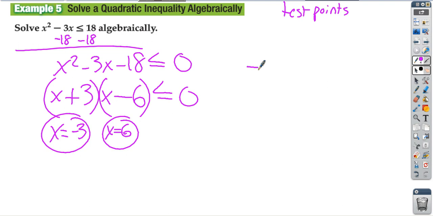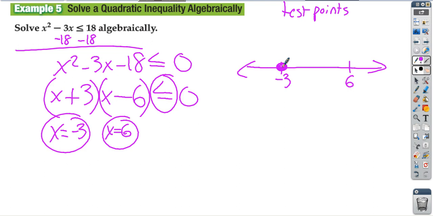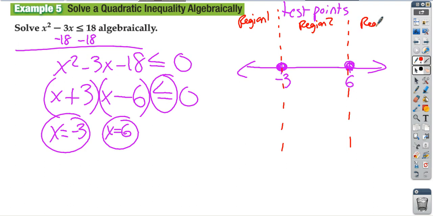So I'm going to take these two numbers we just found, negative 3 and positive 6, and put them on a number line. Because that is less than or equal to 0, we'll shade these in, because we want to include those numbers. What you might notice is that there form three regions here. There's a region to the left of negative 3, we'll call that region 1. There's a region in between them, which we'll call region 2. And there's a region after 6, which we'll call region 3.